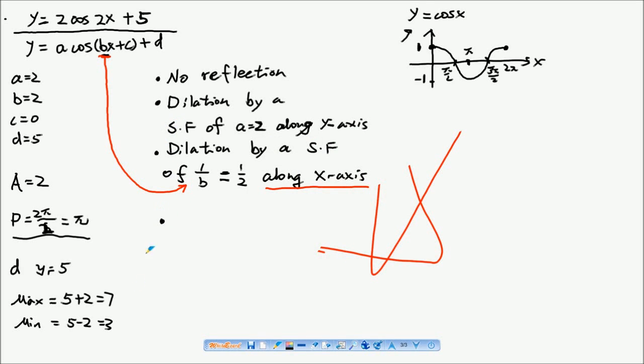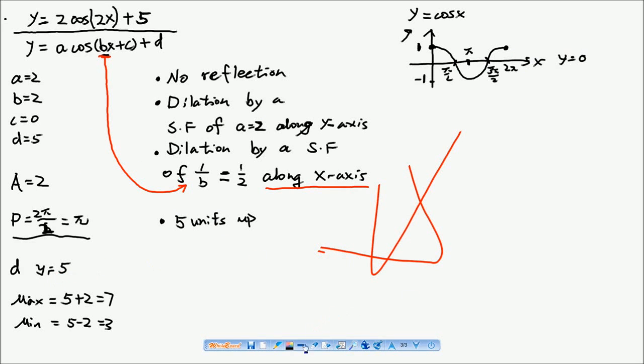After we find dilation, there's translation. Because C is 0, it means there's no horizontal translation, but we have a vertical translation, which is 5 units up. Like our neutral line changed from y equals 0 as stated in the standard graph to y equals 5 here.